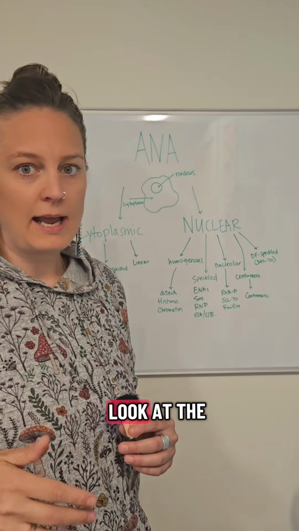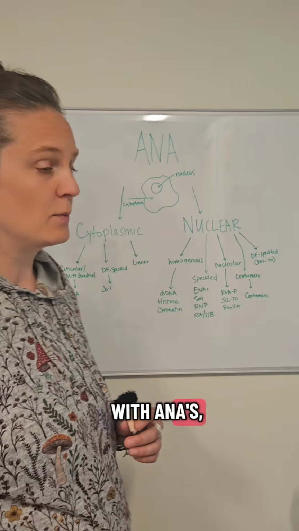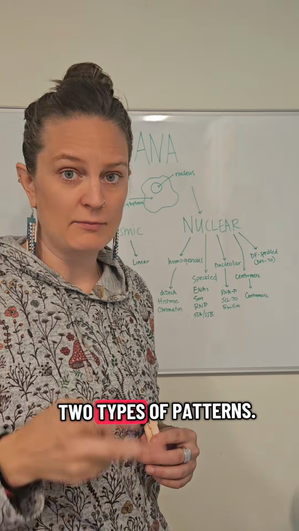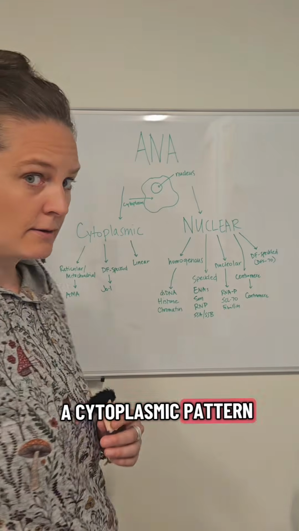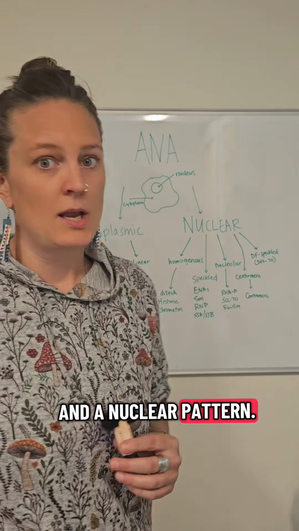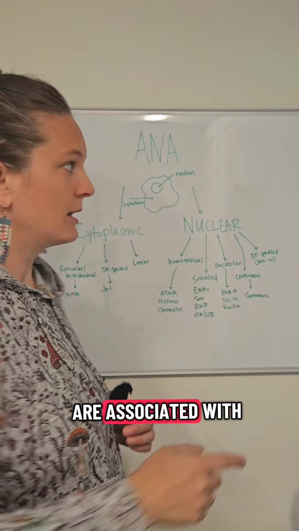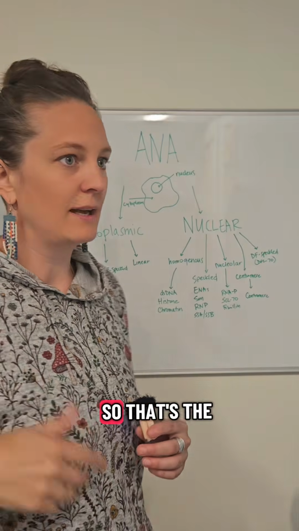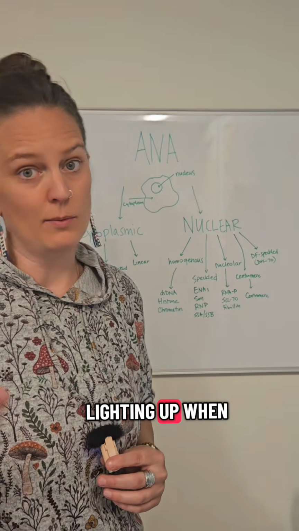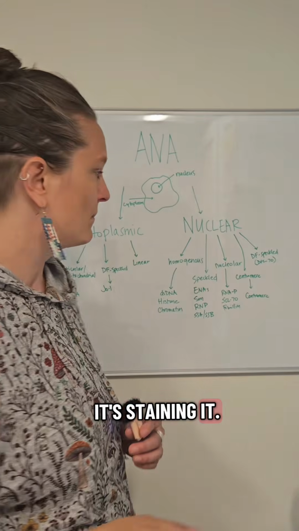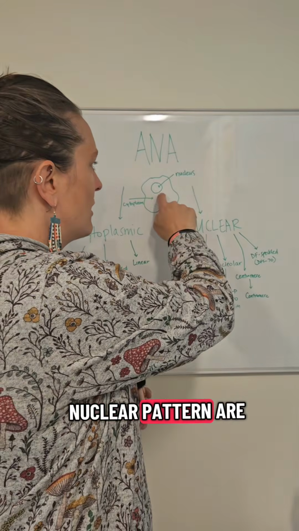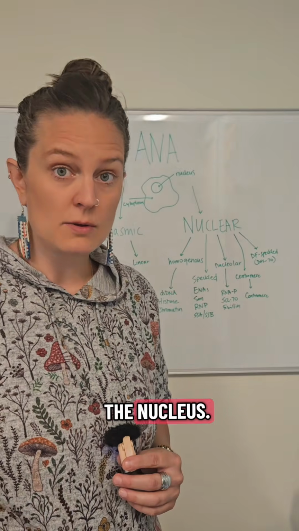Now, if we look at the different patterns associated with ANAs, we usually have two types of patterns, a cytoplasmic pattern and a nuclear pattern. A cytoplasmic pattern are antibodies that are associated with the cytoplasm. So that's the part of the cell that is lighting up when we measure them. Okay, it's staining it. A nuclear pattern are antibodies that are going to affect the nucleus.